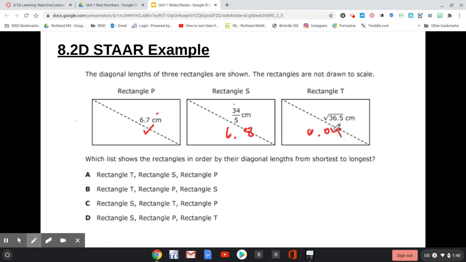So we need to find the smallest number. 6, they all start with 6. This is a 7, this is an 8, this is a 0. So this number, rectangle T, will be the smallest. So this is good and this is good. We don't need these. And then the next one would be 6.7. 7 is smaller than 8, so the next one is P. There we go. So your answer is B.